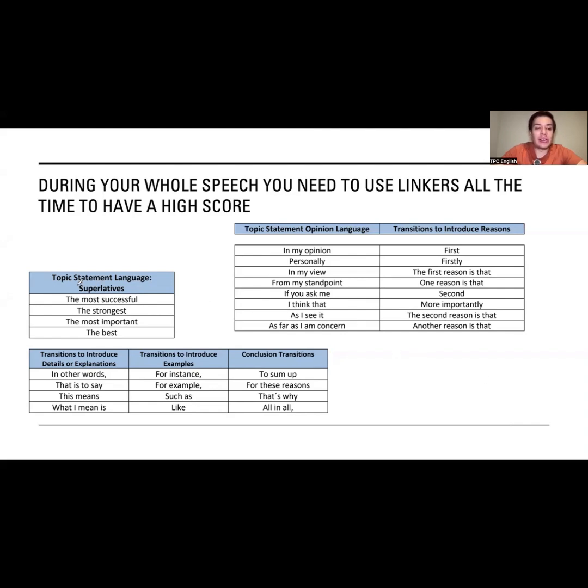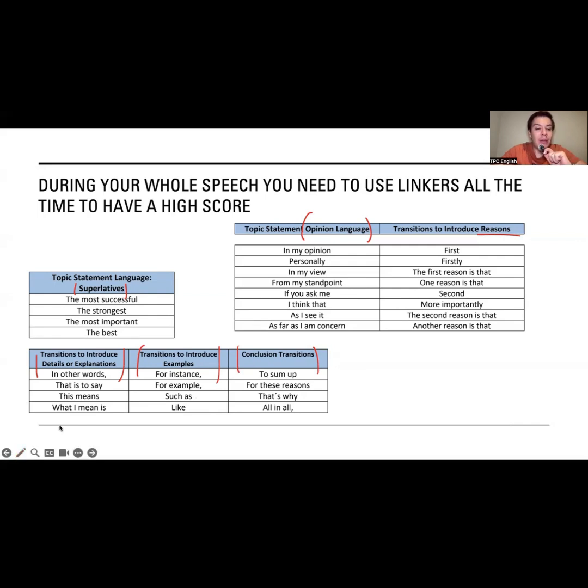Remember, we have connectors of superlatives, we have connectors to talk about opinion language, we have connectors that deal with introducing reasons, we have connectors that are about details or explanations. We have transitions to introduce examples. And finally, we have transitions of conclusion. So during your whole speech, you have to go with connectors. Okay, that is very, very important and you cannot forget it.